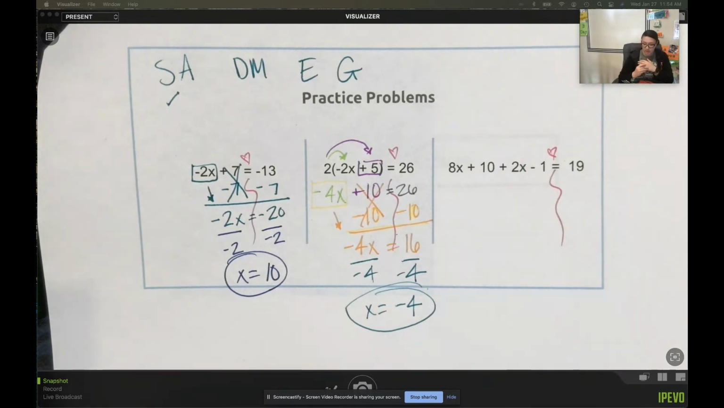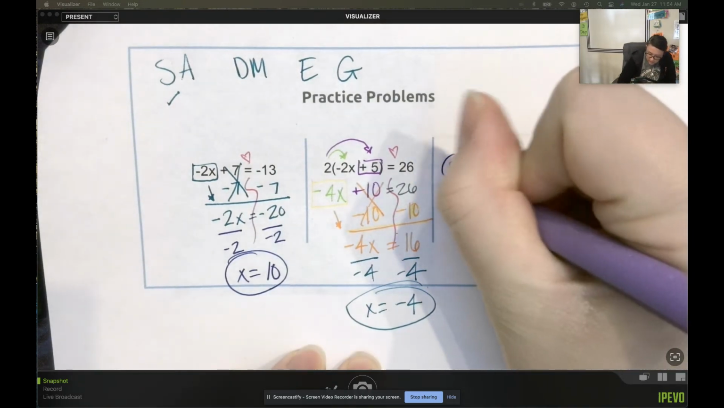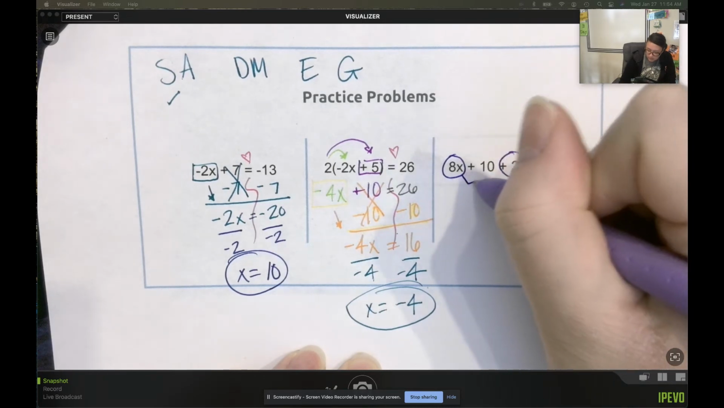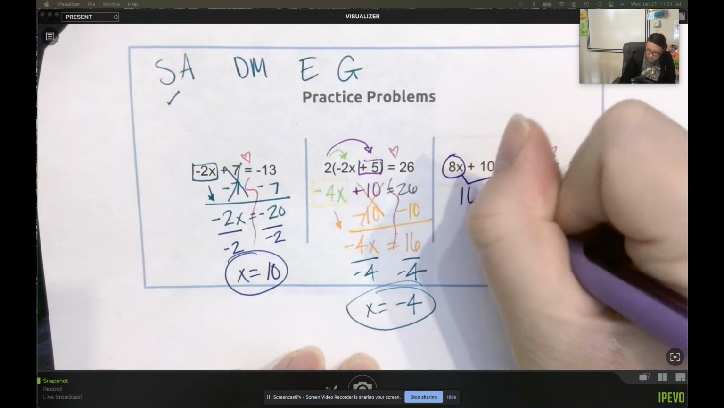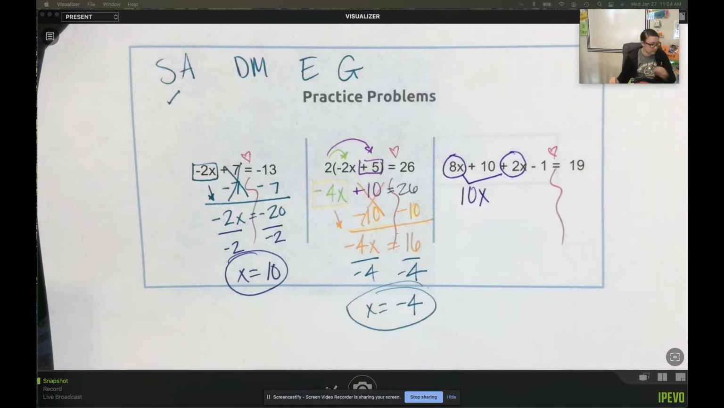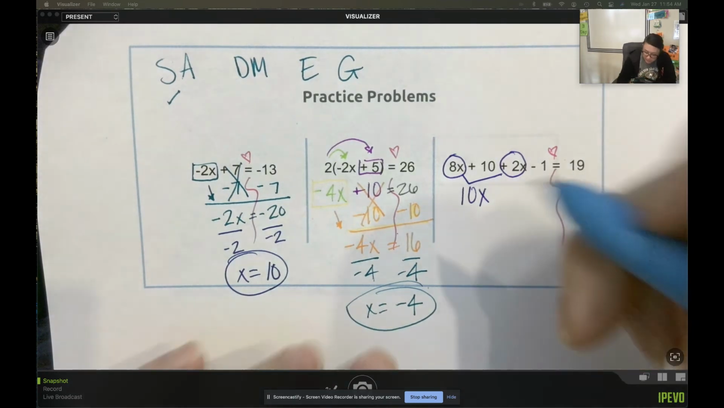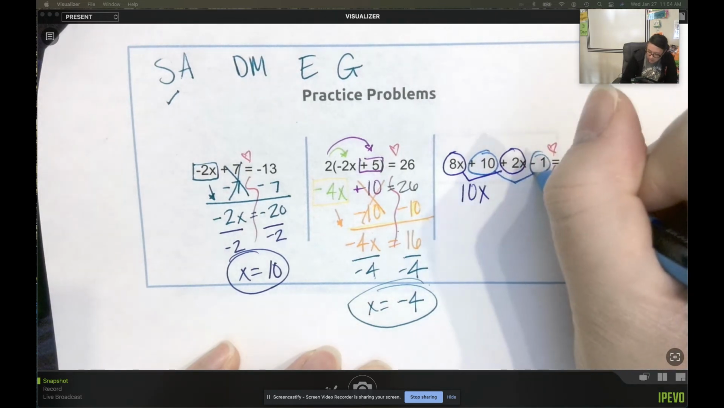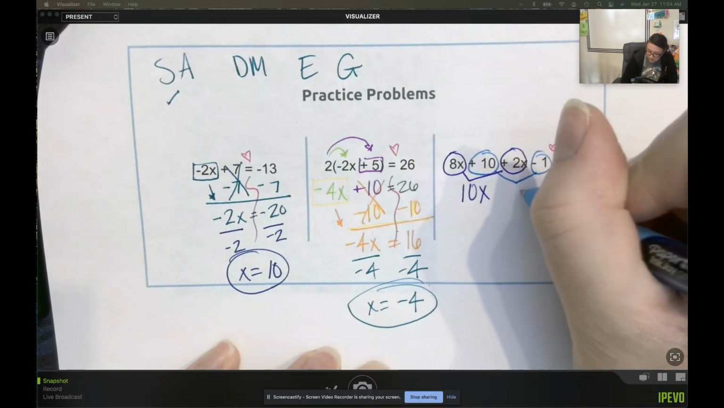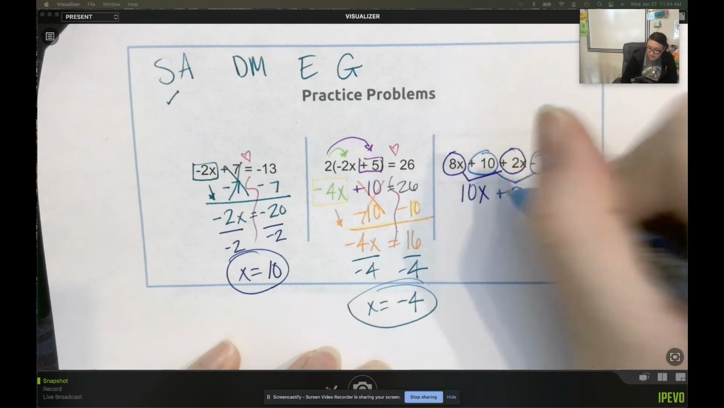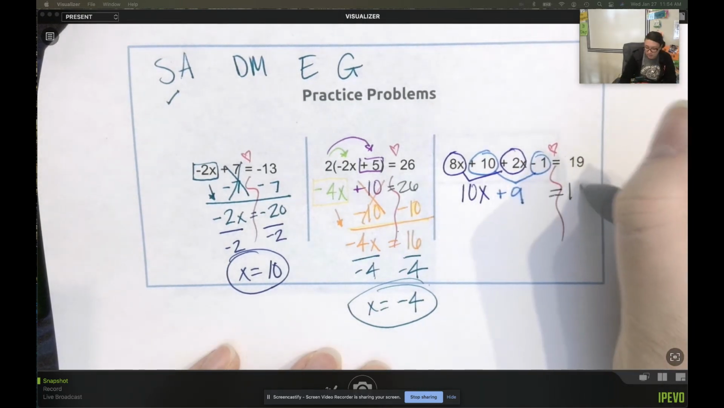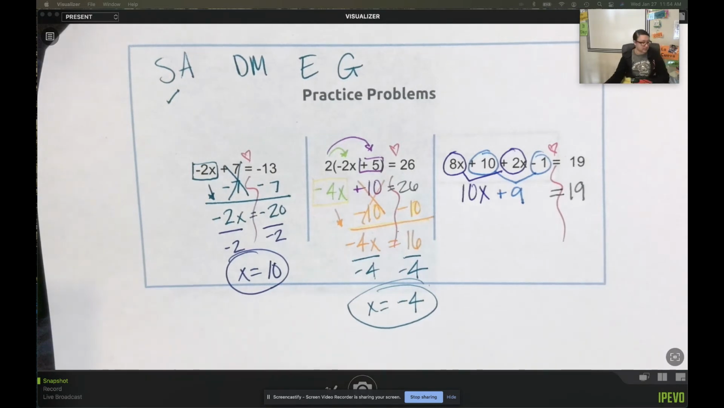And then my last problem, I see I need to combine like terms first. I have an 8x and a positive 2x. That's going to give me 10x. Then I've got a positive 10 and a minus 1. That's going to give me 9. But it's a positive 9, so I'm adding 9 in my problem, and that all equals 19.